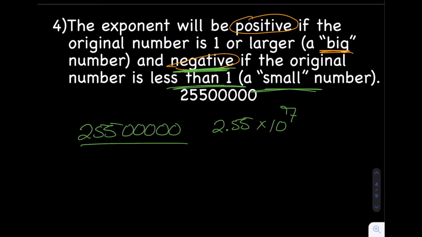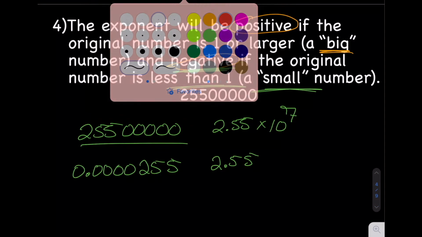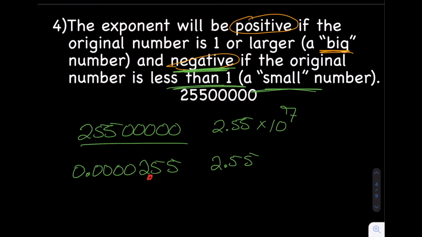Okay, but what if my original number was something like this? So I'm going to have 2.55, so I have 1 digit before the decimal. So the decimal is between the 2 and the 5. How many times did I have to move the decimal to get there? 1, 2, 3, 4, 5. So times 10 to the 5th.